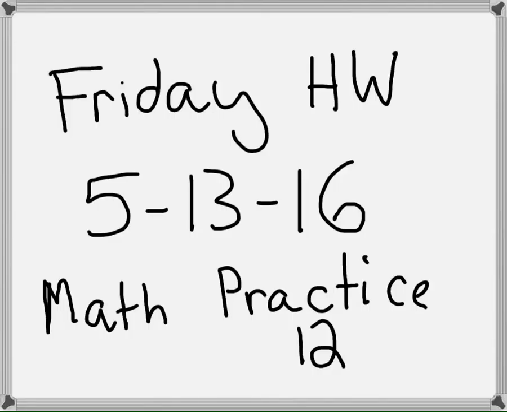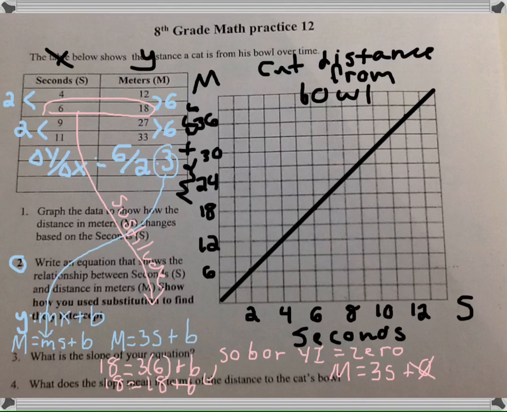This is the Friday homework for 5-13-16 Math Practice 12. In this problem, it gives us the data to show the distance a cat is from his bowl over time. This is a linear relationship, and the first question asks us to graph it.